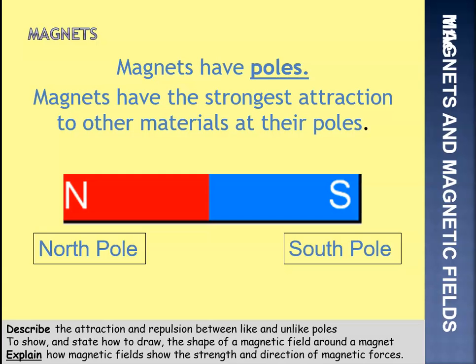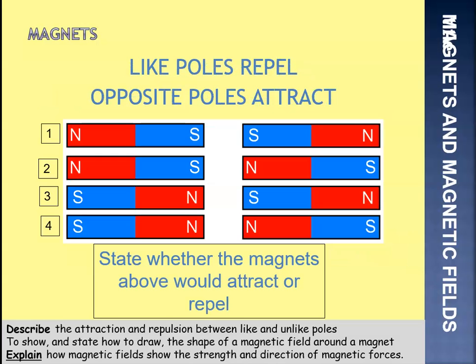Magnets have poles, so each end of the magnet has the strongest attraction to these other materials, so we call each end of the magnet the pole. There are two poles. We've got the North Pole and the South Pole, and that'll become important when we talk about attraction and repulsion. Because like poles repel and opposite poles attract, so north would attract south, north would repel north, and south would repel south.